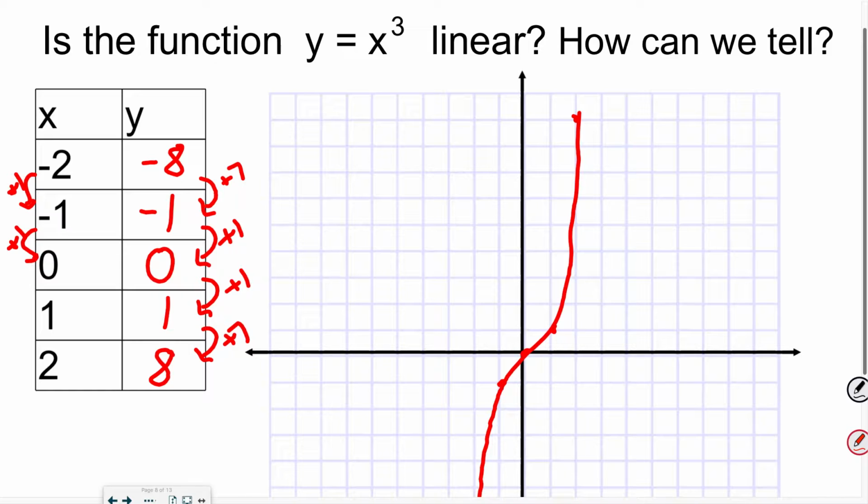So in the picture, it's really obvious that it's curved, but in the table, as you were saying before, the growth is different. Each unit is different. Every 1 unit, we're not going just 7 or just 1. It's not going by a constant rate. We're adding 7 here, we're adding 1 here, it's different each time.